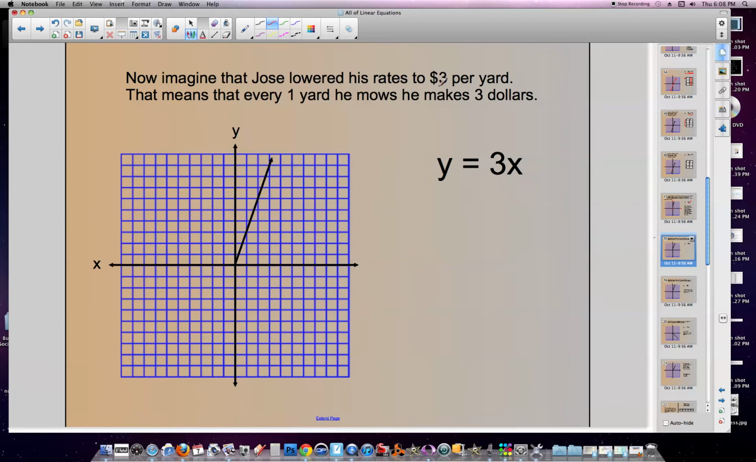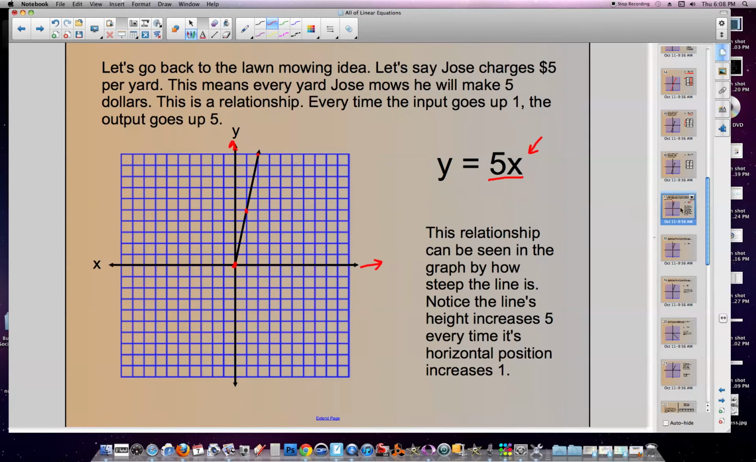If we change the scenario to be $3 per yard, then you could see that every time he mows 1 yard, goes over 1, we go up 3, right? So this line is a little bit less steep. If we go back and forth, you can see that this line is not as steep as that line.